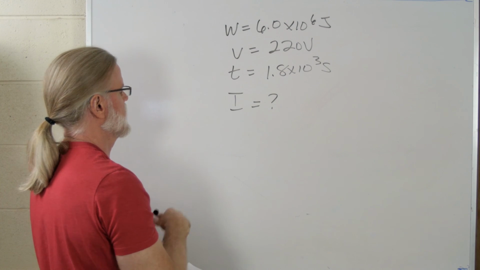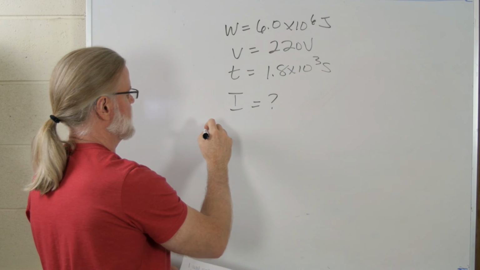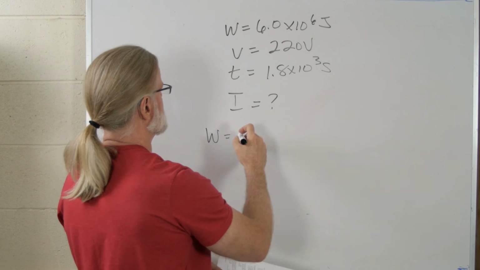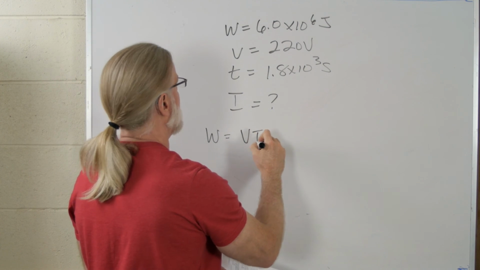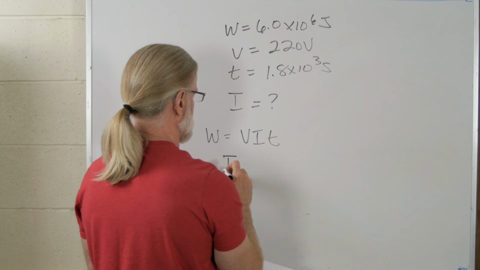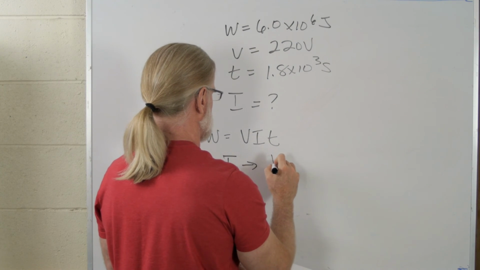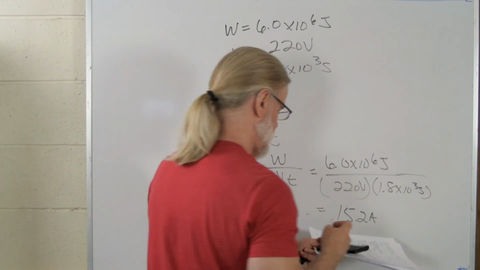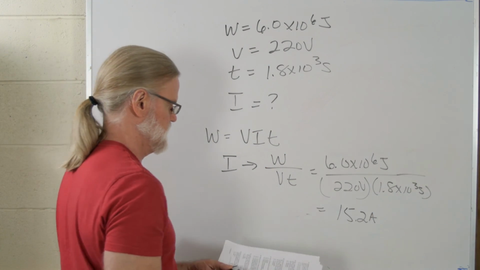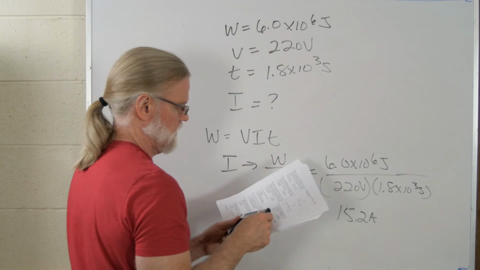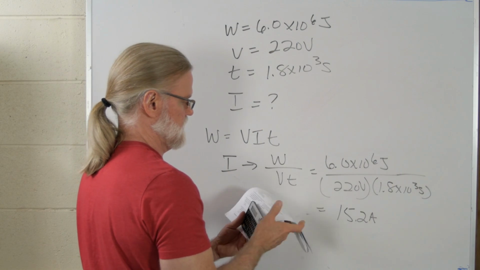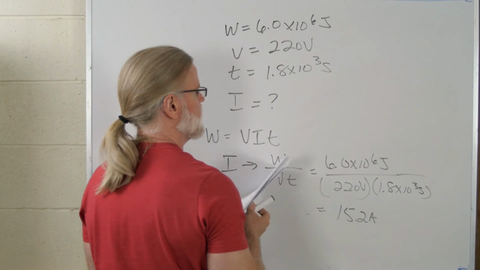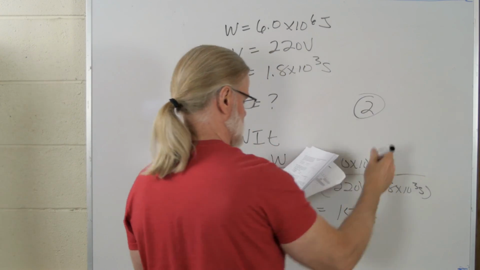All right. So we have an energy relationship that looks like this. Energy equals VIT. Therefore, the current equals energy divided by voltage times time. 15.2 amps. All right, what is that? We only had 2 significant figures on this one, though. So that would be choice 2, 15 amps.